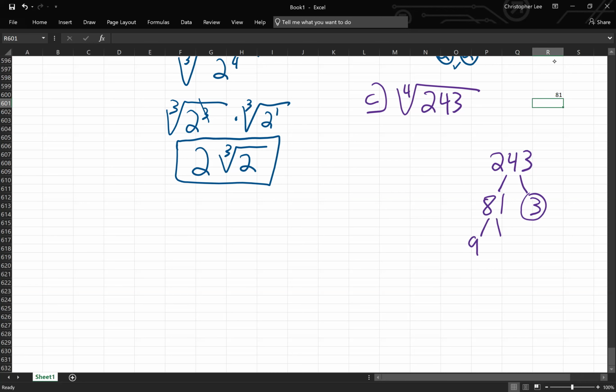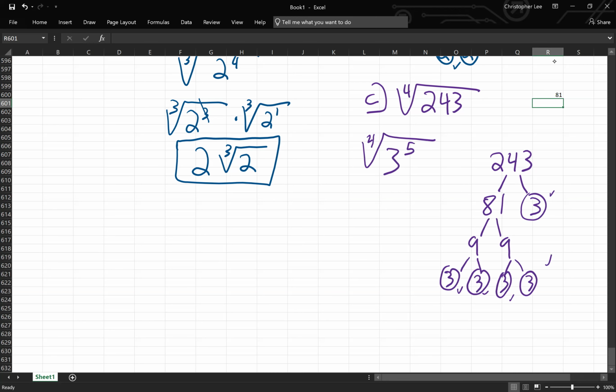81 we know is 9 and 9. And we know that 9 is 3 times 3. 3 is prime, 3 is prime, 3 is prime, and 3 is prime. So I have what? 1, 2, 3, 4, 5 threes. So I can rewrite this fourth root of 243 as the fourth root of 3 raised to the fifth power.